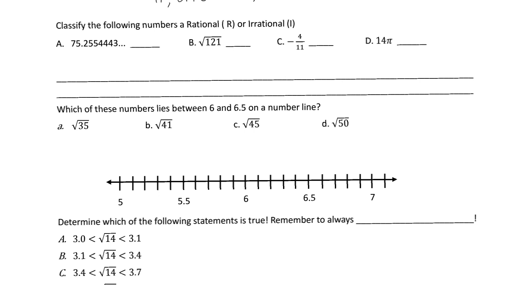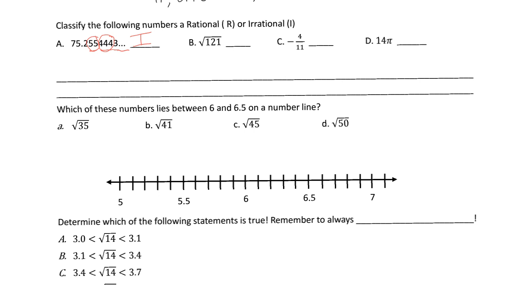So now let's start classifying these. First one, A, 75.255443... So that's a decimal. The things we would have to figure out: does it end? Well, the ellipsis tells me it doesn't end. And it doesn't look like it really repeats itself. Yes, it has two 5s, and yes, it then has three 4s, but it's not like 0.333333, right? So this is actually an irrational number.